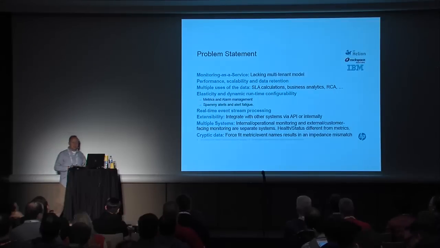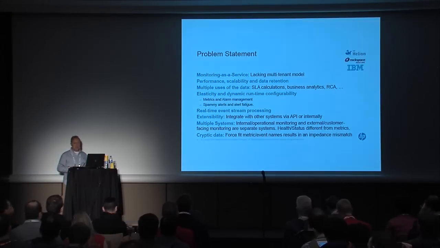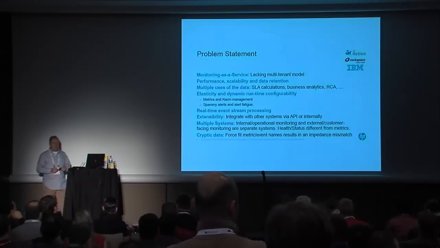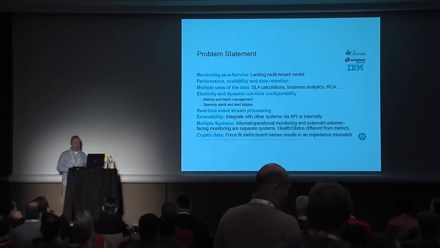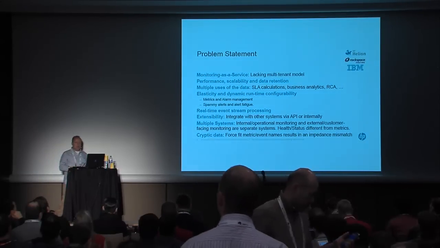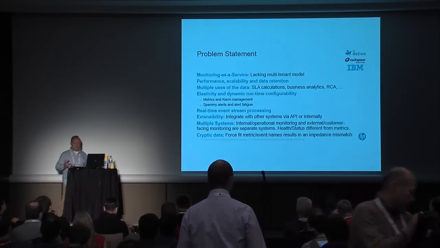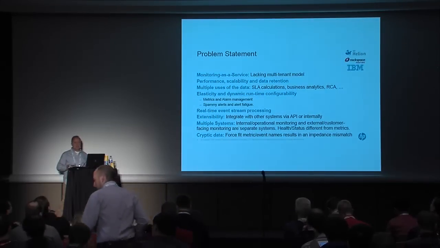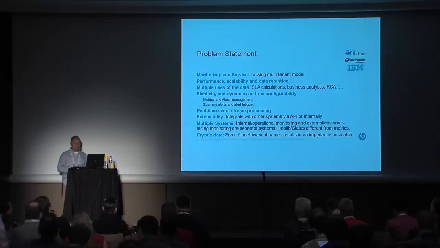There's multiple uses of the data. SLA calculations, business analytics, and root cause analysis come into play. It's more than just operational monitoring, where you might keep track of the last day or two. After a big incident occurs, you might want to go back and look at it several days later. Elasticity and dynamic runtime configurability are critical when you're running a cloud at scale. In a lot of systems today you have to manage your metrics and alarms manually, for example creating alarms for every resource that you want to monitor.